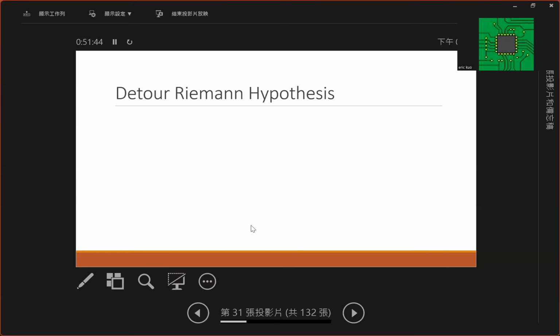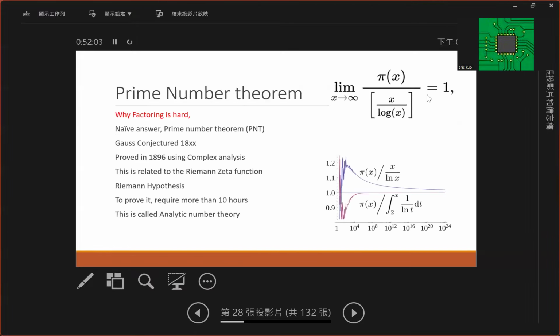Okay, and there's an idea. If you know some mathematics, one of the most famous conjectures is the Riemann hypothesis. One way that I understand the Riemann hypothesis is that this conjecture tries to control the error of this number. Basically, the Riemann hypothesis tries to control the subleading order of this one.